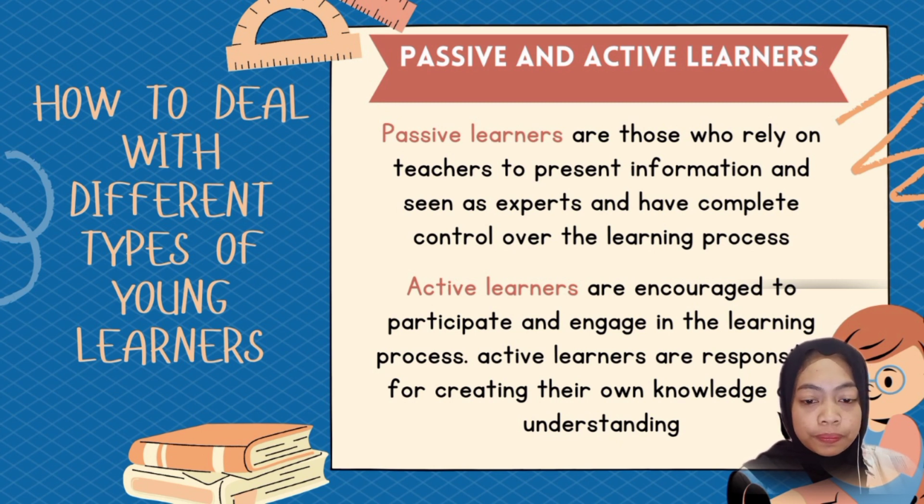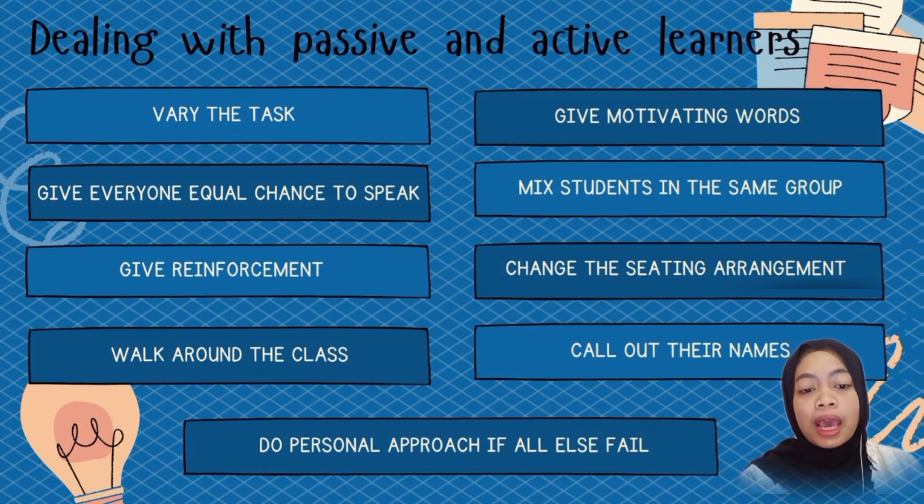So how to deal with them? Dealing with passive and active learners, the first is vary the task. So we can combine vocab and grammar with each other. The second is give everyone equal chance to speak up. And the third is give reinforcement or compliment or a reward. So the next is walk around the class. So the teacher can walk around the class and see how the children learn.